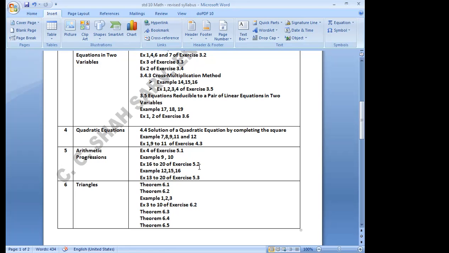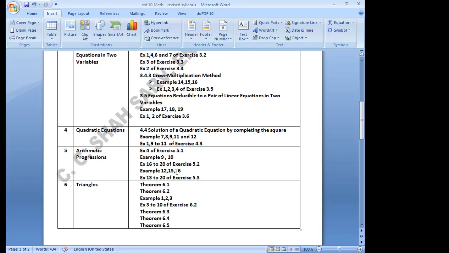Page number 107, 5.4, sum of first n terms of arithmetic progression, included topic. In that, 109, example 11 is included. 109 page number, example 12 is excluded. 110 page number, 13 and 14 examples are included. 111, example 15 is excluded. And on the same page, example 16 is also excluded.